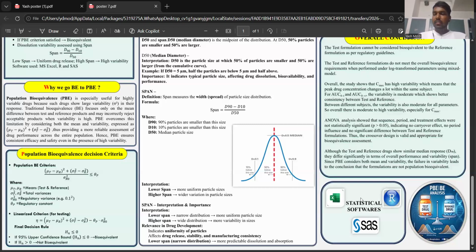And there are three statistical software tools that we used in this project. First is Excel, second is R, and third is the SAS program. And this is our image of the test and the reference for PBE and BE analysis.